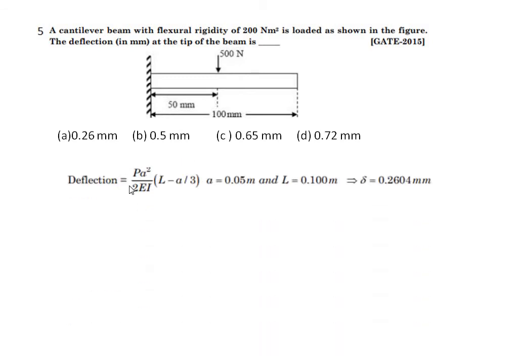Deflection is equal to P A square by 2EI into L minus A by 3, where A is the eccentricity distance, that is 50 mm, and L is 100 mm, and P is the load, 500 Newton. When you just substitute it, you can get the answer, and the answer is 0.2604. So we can take it as option A, 0.26.